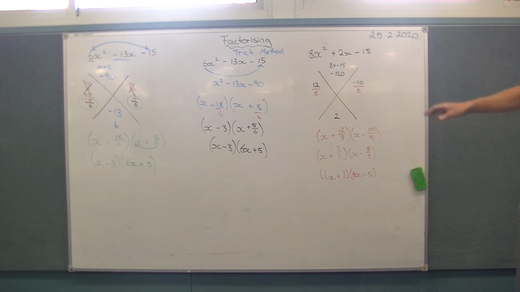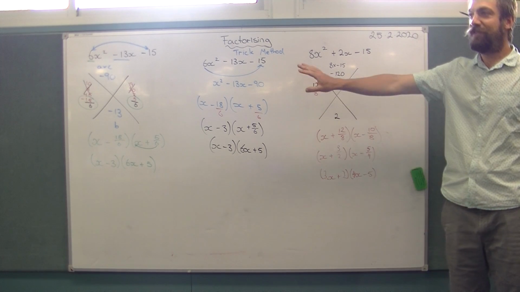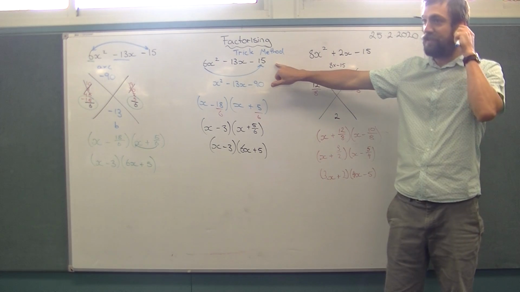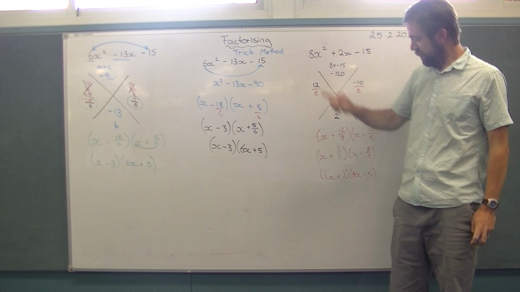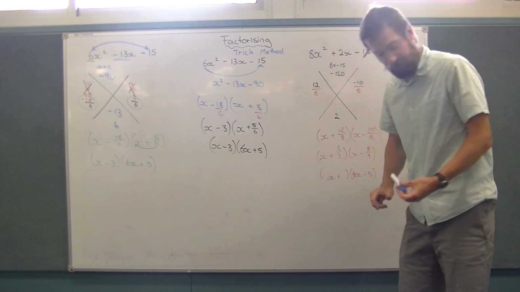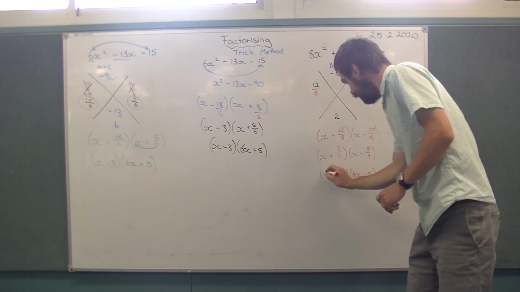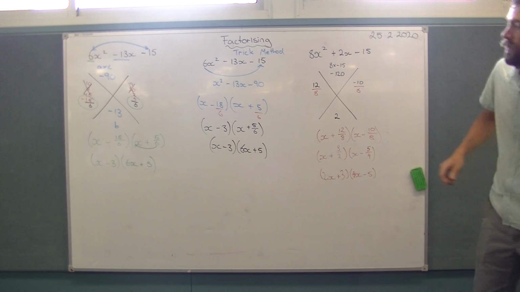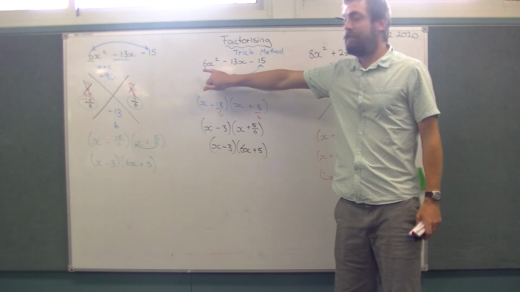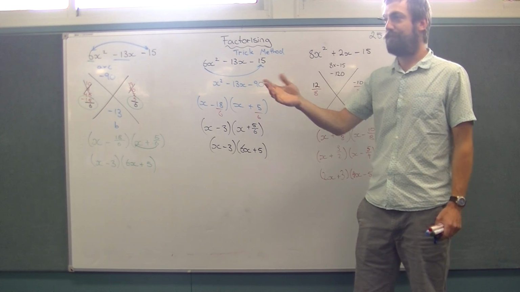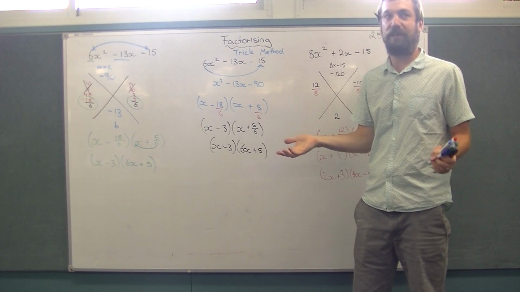Does anyone have any burning questions about this? It's fairly straightforward. All you have to remember is multiply the coefficient by the constant. Yeah, I did write it the wrong way around. Thank you, Will. You must remember coefficient times constant, and then you just go through the same steps as doing it by sight. You just have a bigger number to deal with.